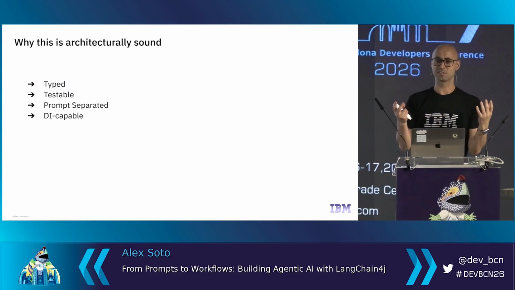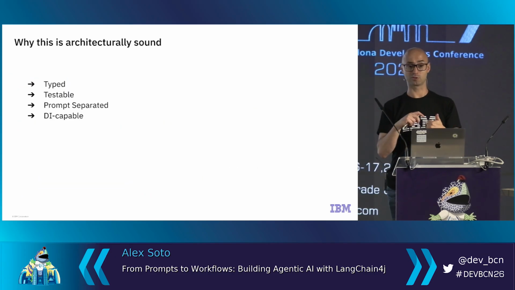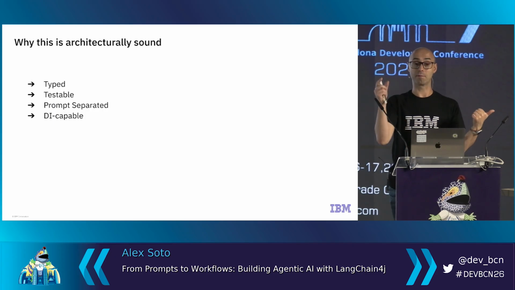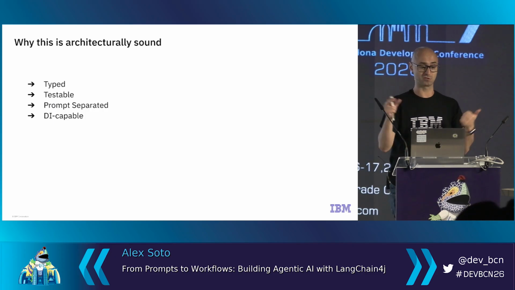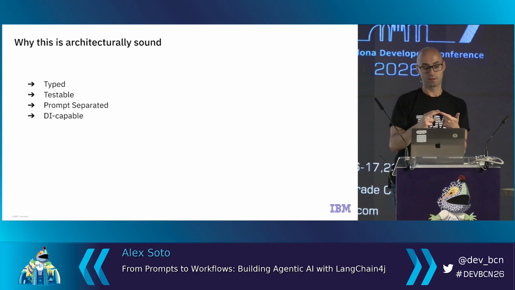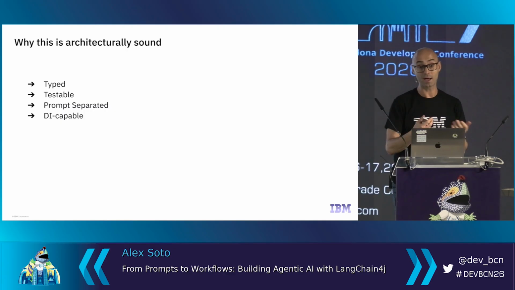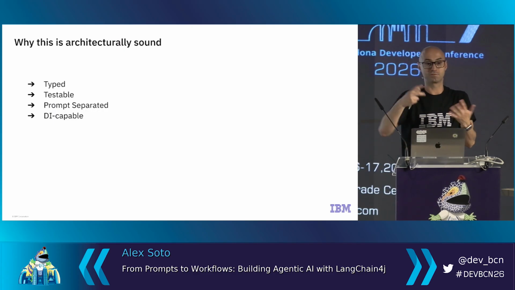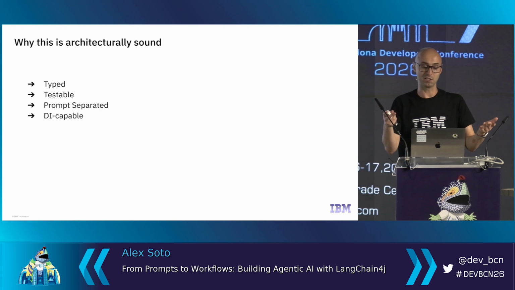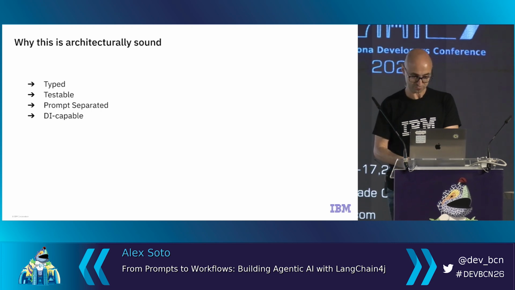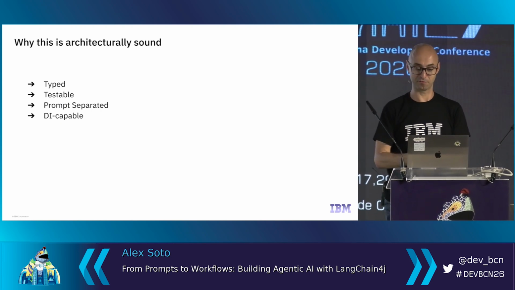Now, why does this look good? Basically because everything is typed. You see that it's Java code. There are no strings, nothing. It's testable. The prompt is separated. You can just have it annotated or within a string coming from a file, and it basically injects very well into your code. Basically, using, in the case of Spring Boot, @Autowired, in the case of, let's say, Jakarta EE, CDI. So, yeah, it works really well.